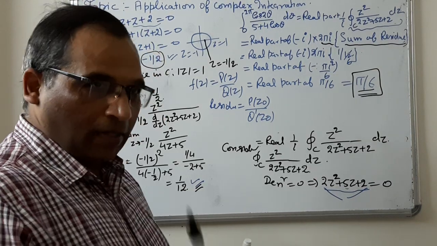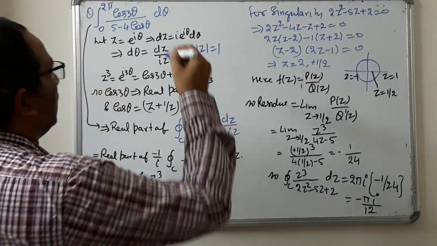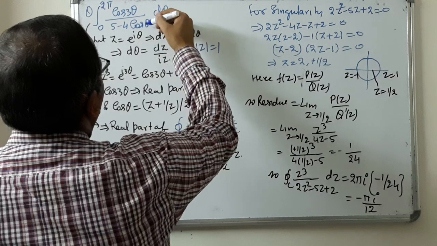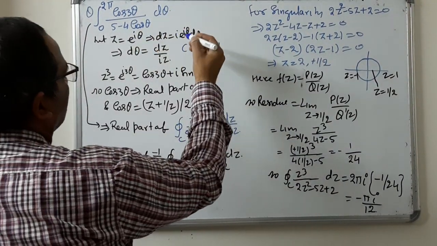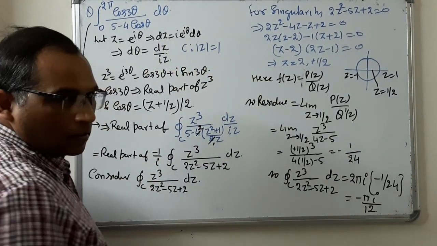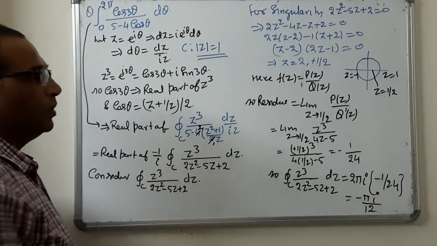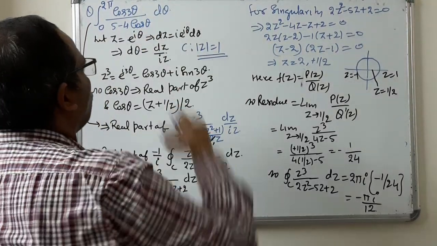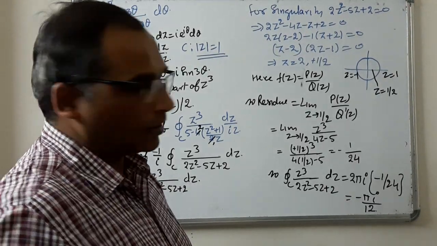Now we take the other example. Integration 0 to 2 pi cos of 3 theta upon 5 minus 4 cos theta d theta. Again put z equal to e to the power i theta, and from here we get d theta is equal to dz upon iz, taking the circle as modulus of z equal to 1. Because z equal to e to the power i theta, that means modulus of z equal to 1. In all the cases when 0 to 2 pi, always we will take modulus of z equal to 1 and z equal to e to the power of i theta, right?